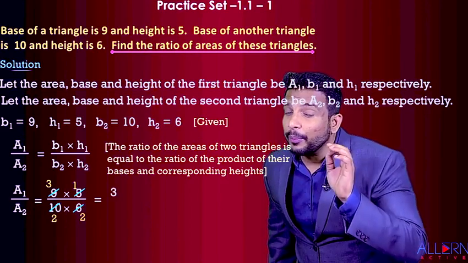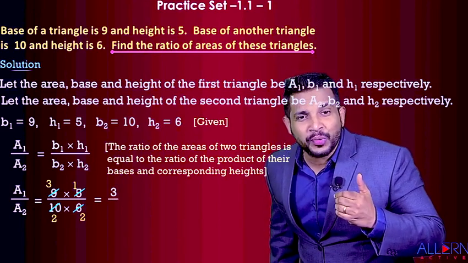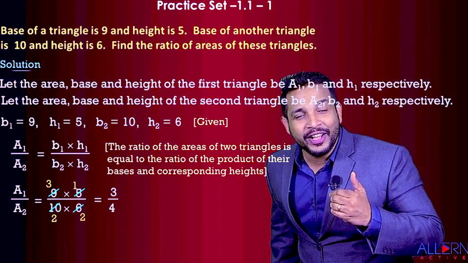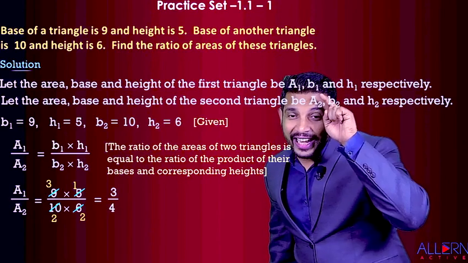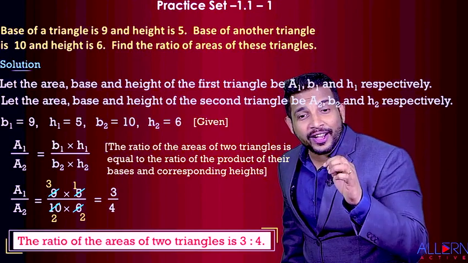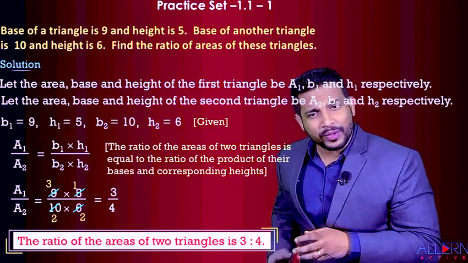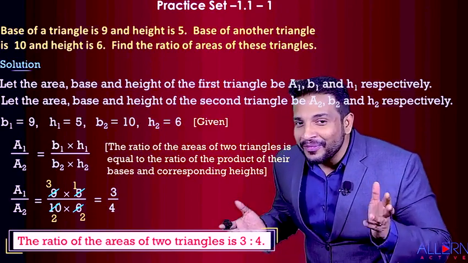So what do we get? A1 upon A2 is equal to 3 into 1, 3 in the numerator. In the denominator, it is 2 into 2. That is 4. So what do we get? 3 upon 4. That means now we can write the final answer as they ask that the ratio of the areas of the two triangles is 3:4. And that was the sum. Was that easy? It's a beautiful, a very, very simple sum.